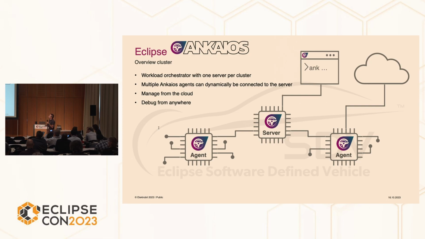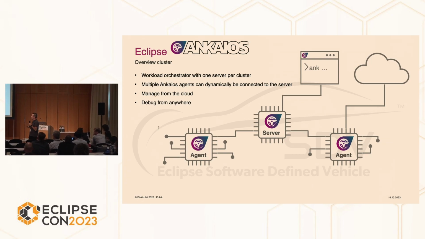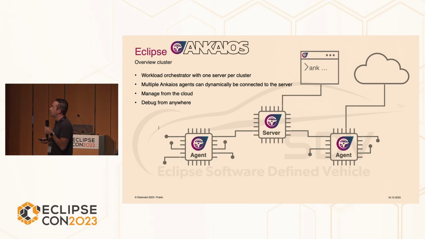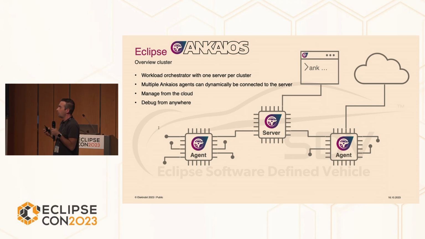Ankaios is a workload orchestrator where you normally need one server node to form the cluster itself, and you can then dynamically connect multiple agents to the server. The agents are dynamic, meaning they can come and go from the system as they wish. We want really high dynamics here, and also allow turning ECUs off or on at a certain point in time.